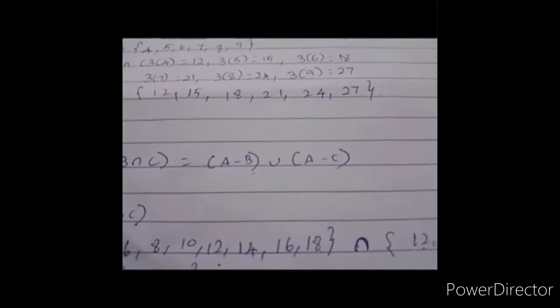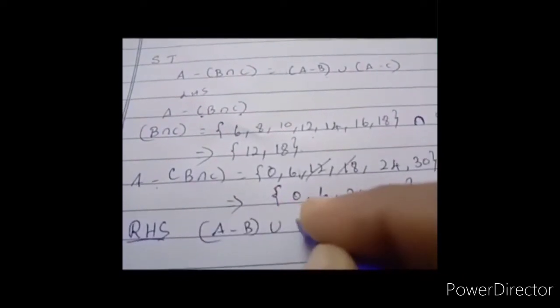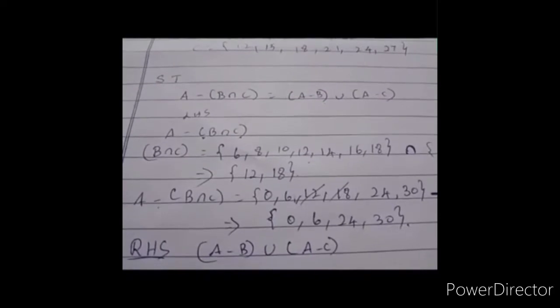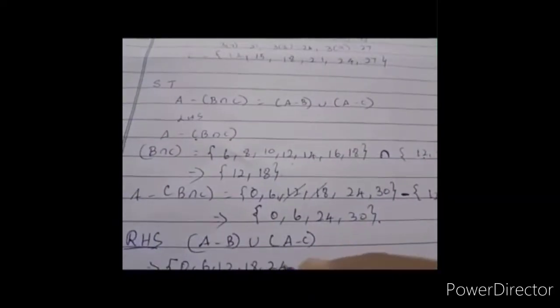Now your right hand side is (A minus B) union (A minus C). So RHS is equal to A minus B union A minus C. So what is the value of A? A is 0, 6, 12, 18, 24 and 30.